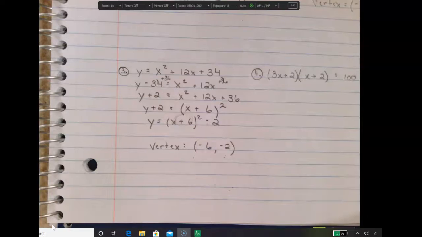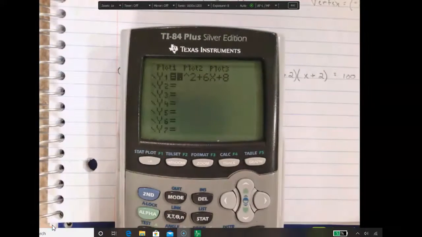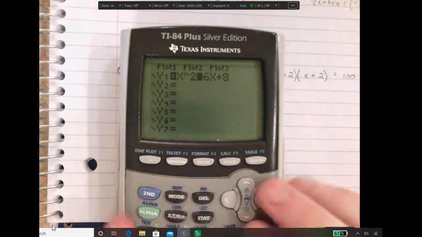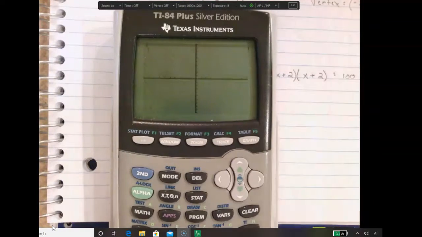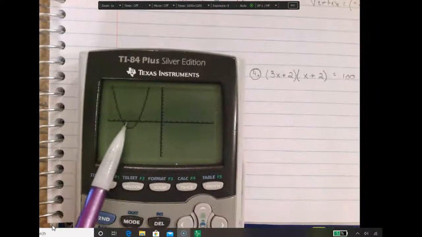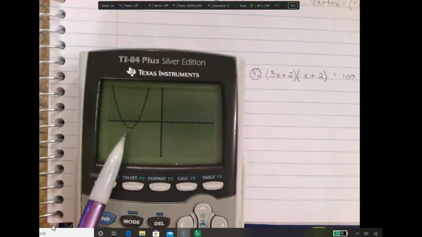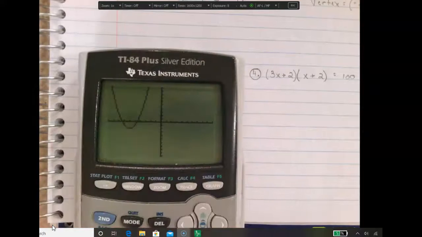Not terrible at all. And again, if you maybe want to check yourself, you can come over to your calculator. You have x squared plus 12x plus 34. You hit graph it. And there you go. Negative 6, negative 2, negative 6, negative 2. Pretty darn close. Without going through and checking it on my calculator, it looks like it matches up pretty good with the screen. Alright, last problem.